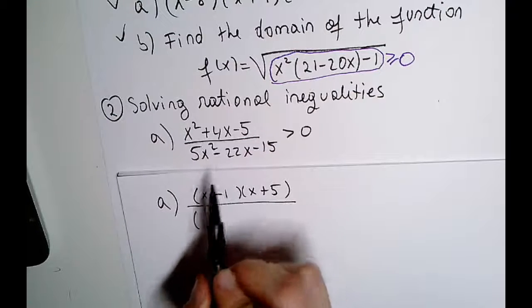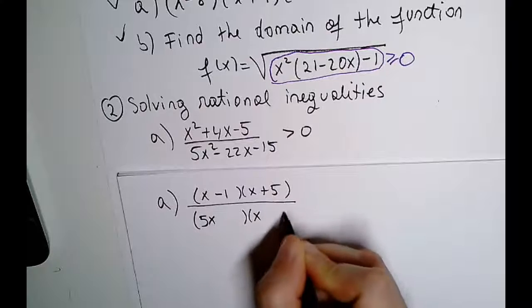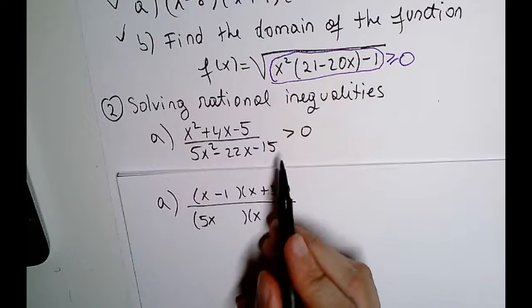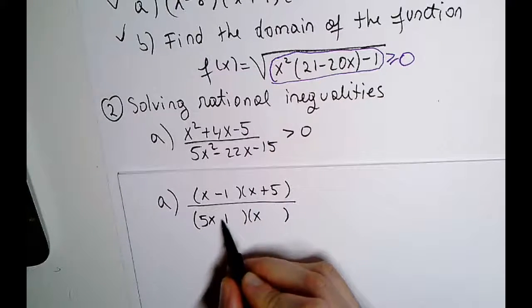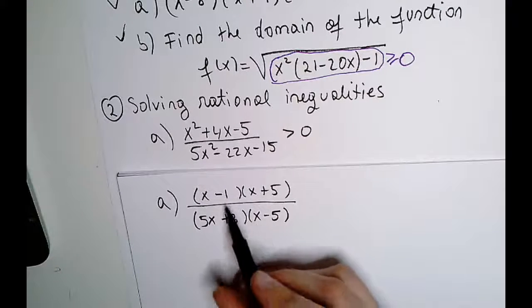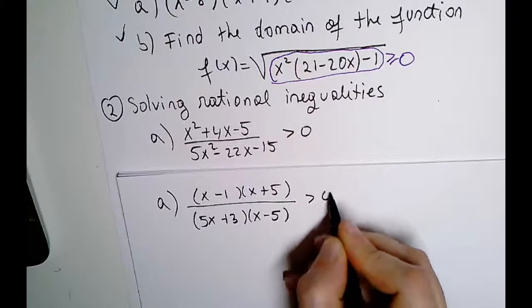And then 5x squared, so I need this to be a 5x, and then I need this to be an x, and then I have to decide what to put in here. I want these two numbers to multiply to -15, so I can try +3 and -5, and you can FOIL this and you can see that this is the answer. So this is greater than 0.